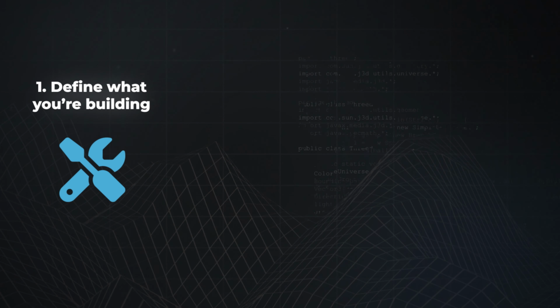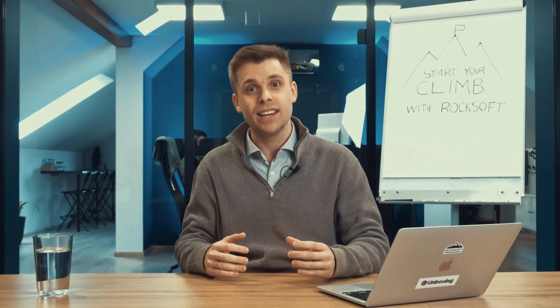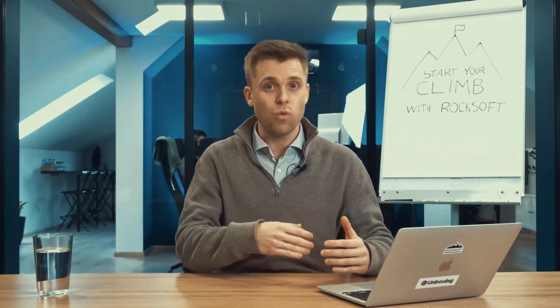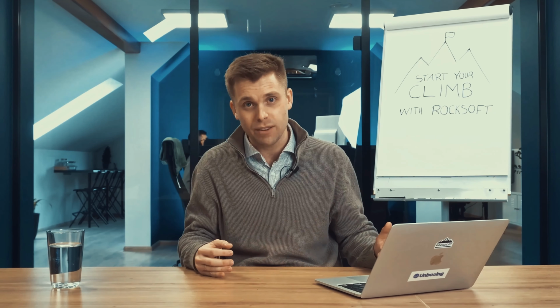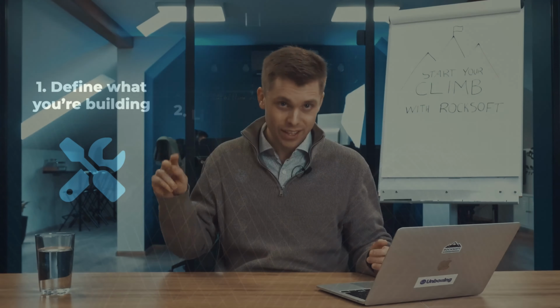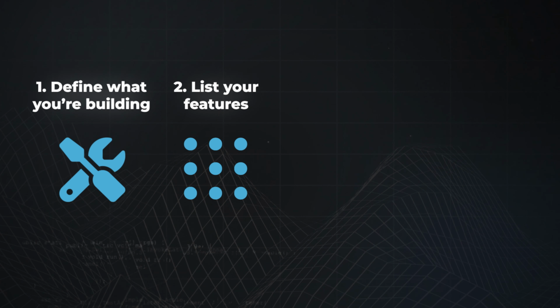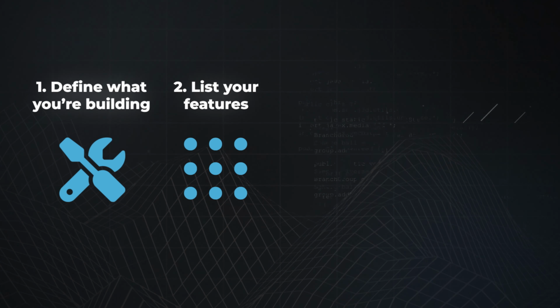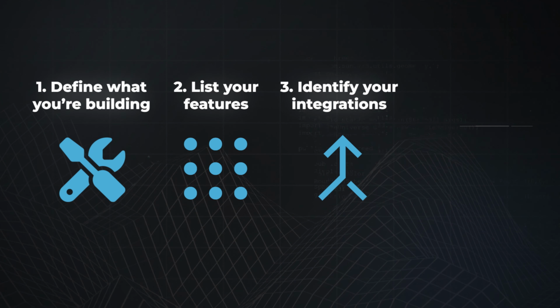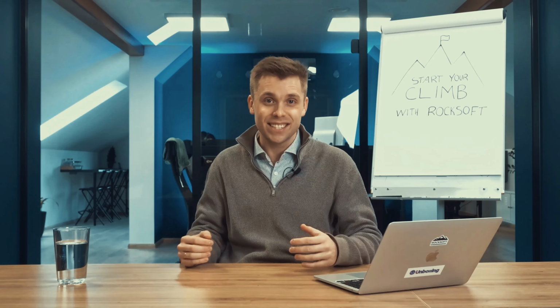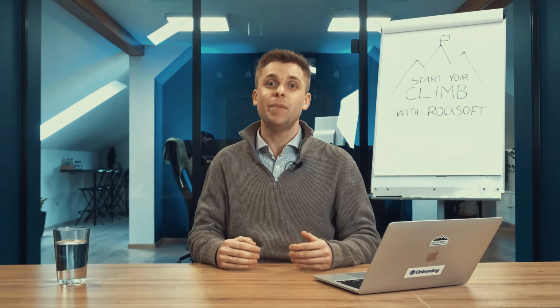Step 1, define what you're building. One sentence. This app helps who do what so that what outcome. If you can't write that sentence, you're not ready for a quote yet. Step 2, list your features and split them into version 1 and version 2, for example. Be ruthless. Version 1 is what the user needs on day 1, nothing else. Step 3, identify your integrations. What existing systems does this need to connect to? Talk to whoever manages those systems before you talk to a developer.